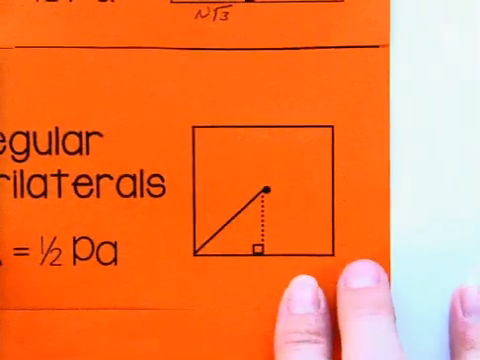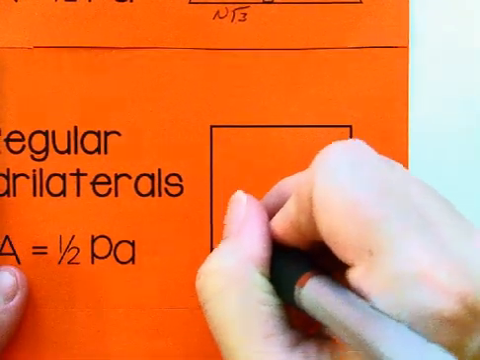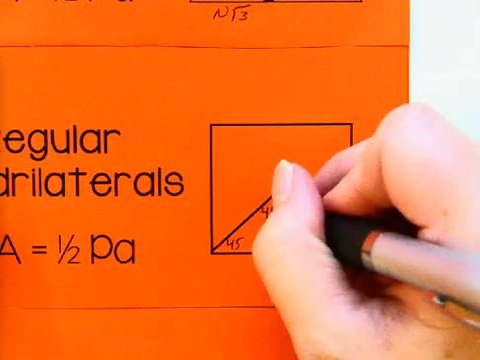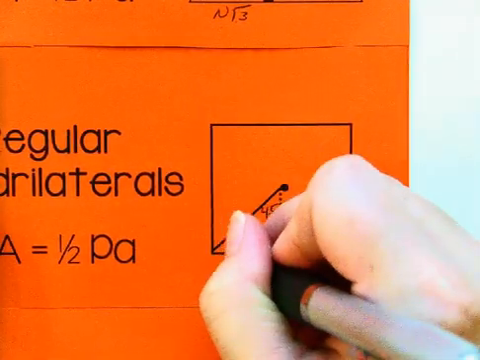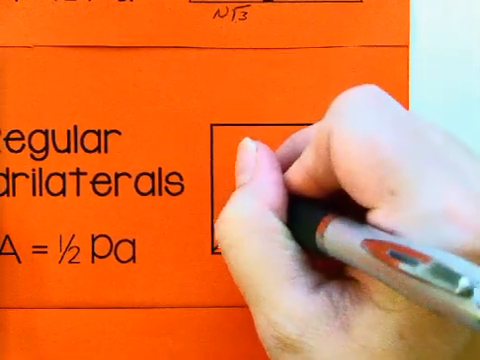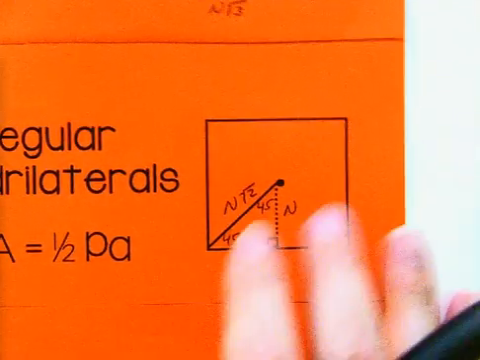So we're going to go back up to the front, and we're going to mark this as a 45, 45, 90. And we're going to go ahead and label our sides again. So we know the two legs are n, and the hypotenuse is n square root of 2. So we're going to be using this information to help us.